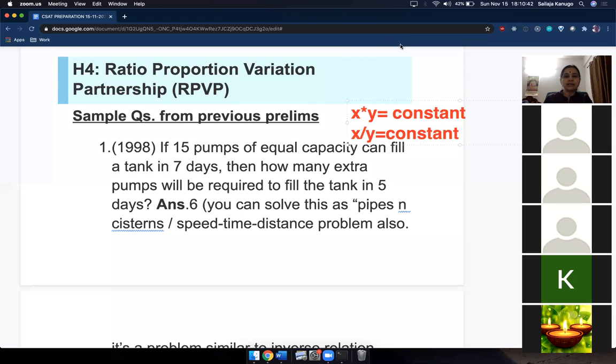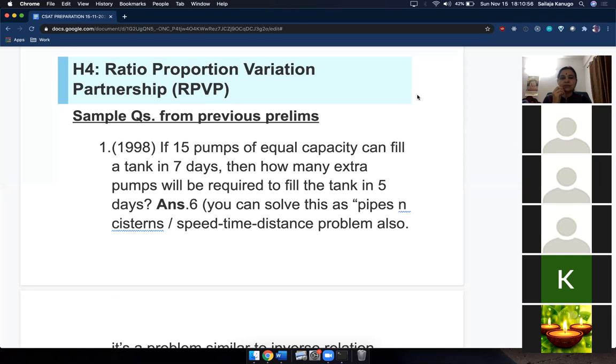So let us try to solve these questions. Simple ones. Everybody should be able to do it. If 15 pumps of equal capacity can fill a tank in 7 days, then how many extra pumps will be required to fill the tank in 5 days? I want the total thing to be filled up in 5 days. So is it directly proportional or inversely proportional?